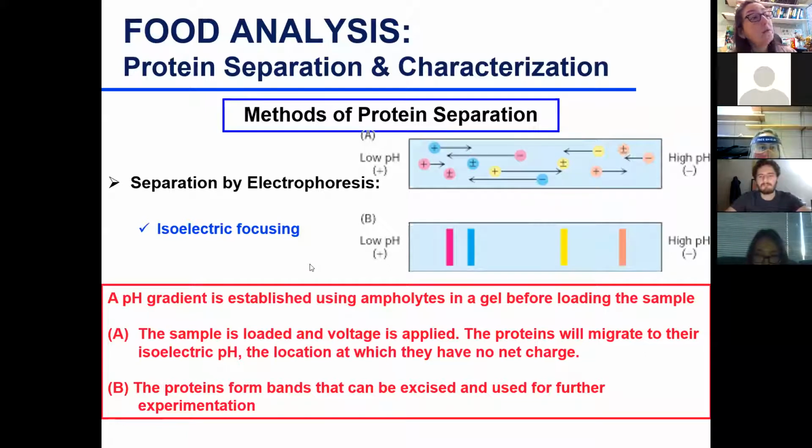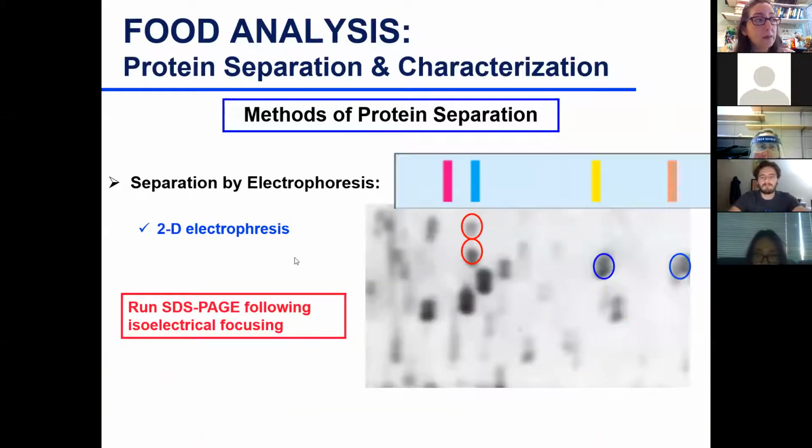However, oftentimes the isoelectric focusing is coupled with SDS-PAGE, and that is a 2D gel. The reason we do that is to get even more separation of the protein, because some proteins share the same molecular weight but have different charge, or they might have the same charge but have different molecular weight. So these are proteins, for example, that separated here based on their isoelectric point.